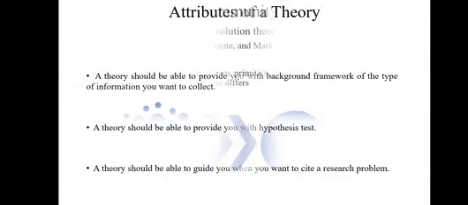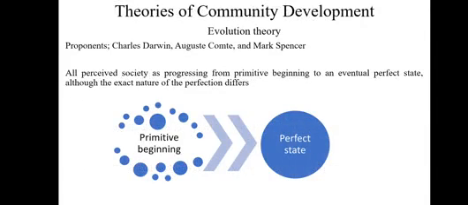So we talk about theories of community development. We first talk of evolution theory. Evolution theory has some other theories underneath. Those that proposed evolution theory include Charles Darwin, Auguste Comte, and Herbert Spencer. What they mean is that society is progressing from primitive beginnings to an eventual perfect state. Societies keep evolving from a primitive stage to a more perfect state.